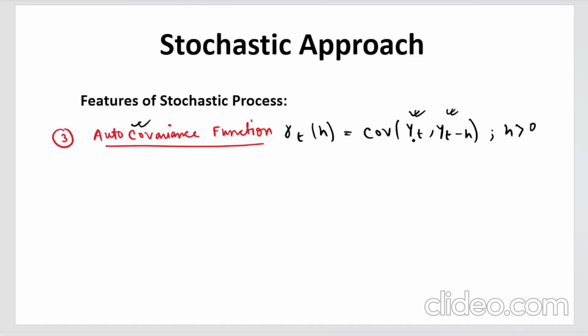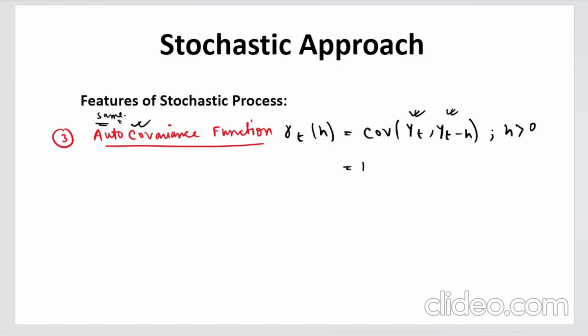Since you are taking the covariance of the same stochastic process at two different time points, it is called the autocovariance. Auto means the same. So you are using the same stochastic process, and you are finding the covariance of that. This is the autocovariance function, defined as gamma t,h. Here h is basically the lag. If this expression depends on t, you will write t here. If it does not, then you will simply write gamma h.